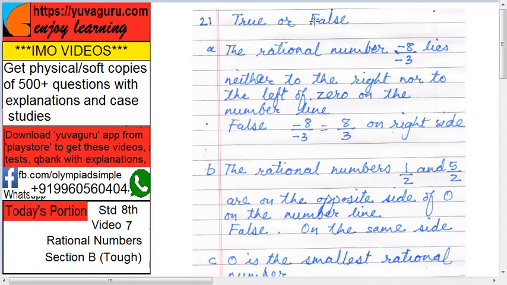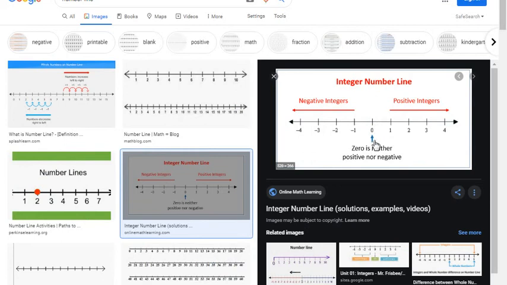State true or false. The rational number minus 8 upon minus 3 lies neither to the right nor to the left of 0 on the number line. What does this mean? Neither to the right nor to the left. It means it lies on 0. So is this the case?